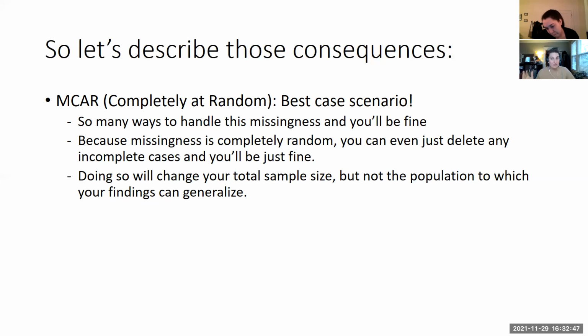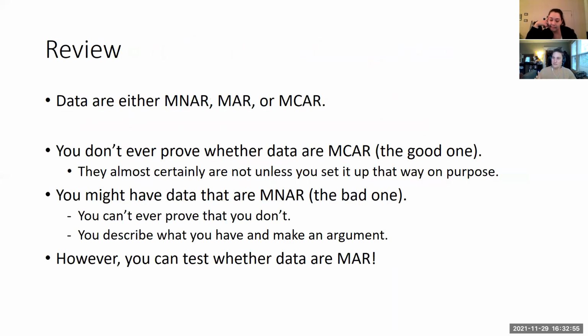Now, the problem is, of course, that you can't actually test to see if your data are missing completely at random. I think I actually explained that here on the next slide. So as a quick review, you have 3 possible ways that your data can be missing. These are the short versions of those that people use to describe them. You can never prove whether your data are missing completely at random. That's the good one, MCAR.